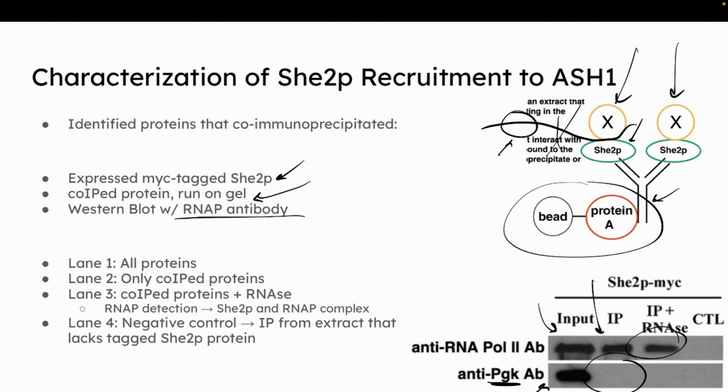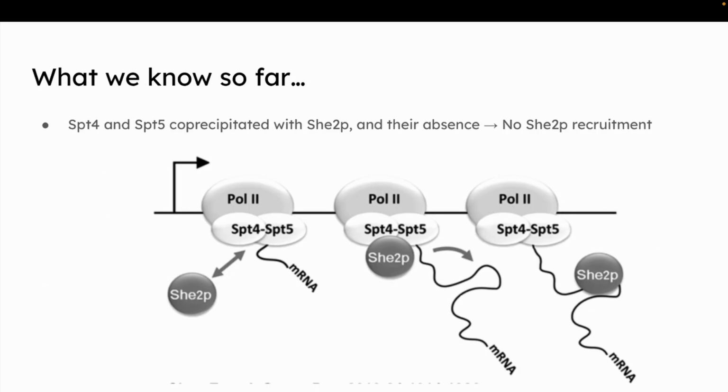And then the last one, this was just like an extract that didn't have any SHEP2, so obviously it's not going to immunoprecipitate in the first place, and so this is sort of our negative control, right? And so basically the bottom line is they found that RNA polymerase and SHEP2 bind together and form a complex in this mechanism. And that's very important because now we know, okay, ignore this CEP4, CEP5 for now. We know that SHEP2 and RNA polymerase are friends, right?